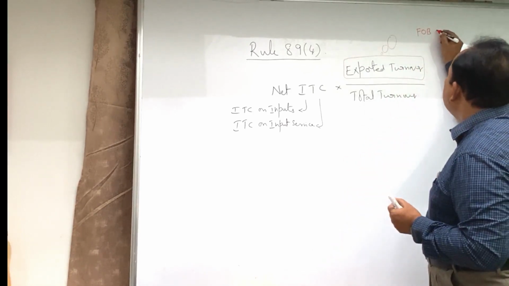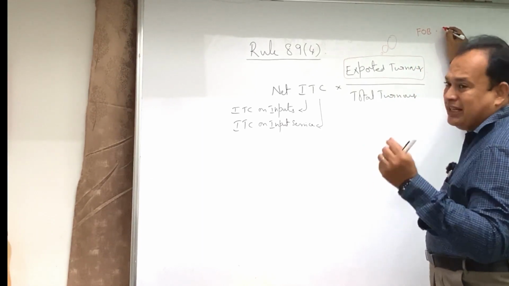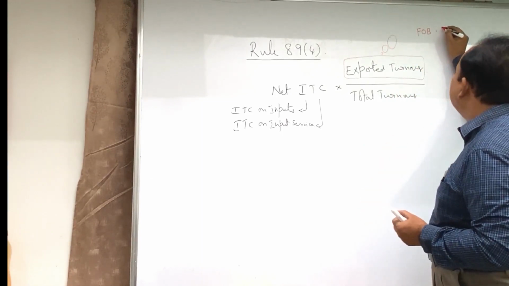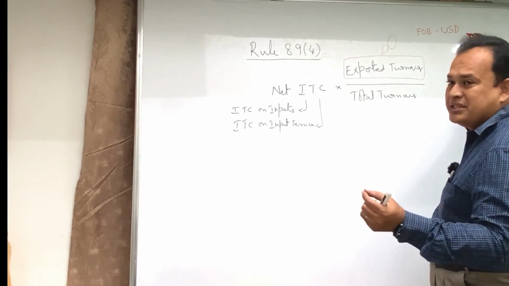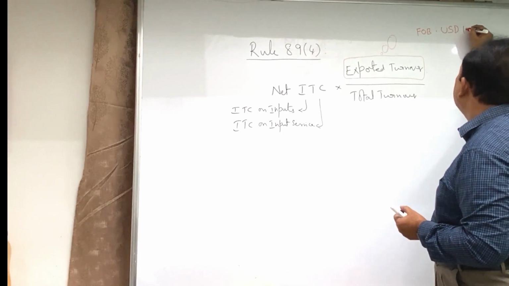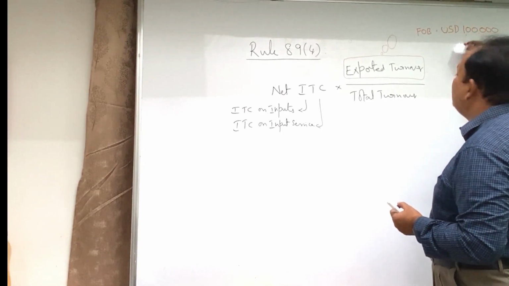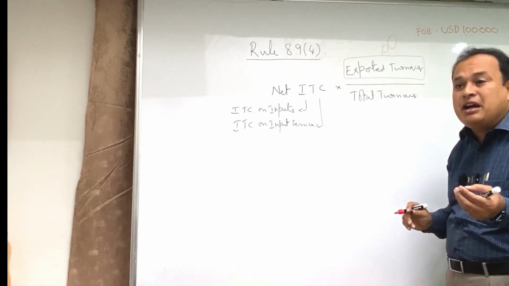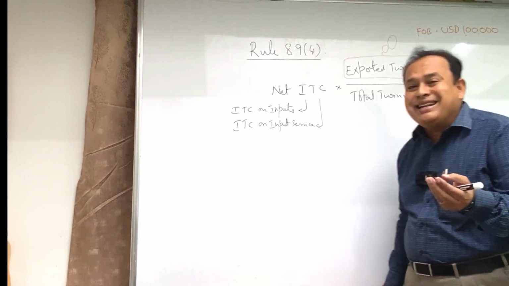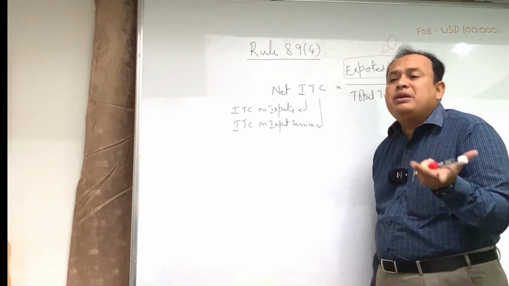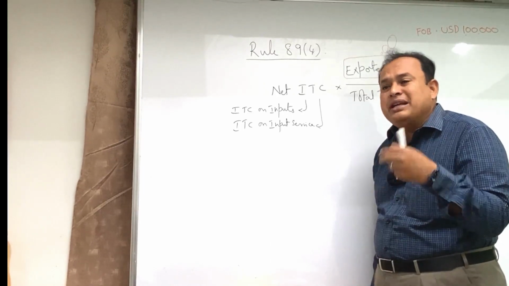For example, my dear friends, let us say FOB value shown in the shipping bill is in USD, for example $1 lakh, because all exports are generally denominated in foreign currency. With that intention, I'm telling you, assume a scenario like that.